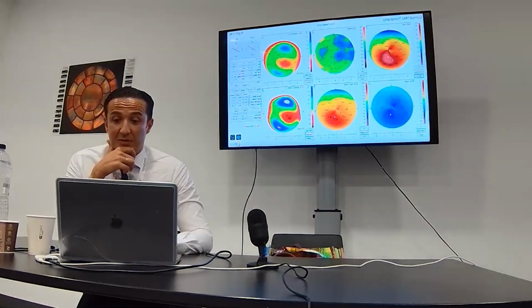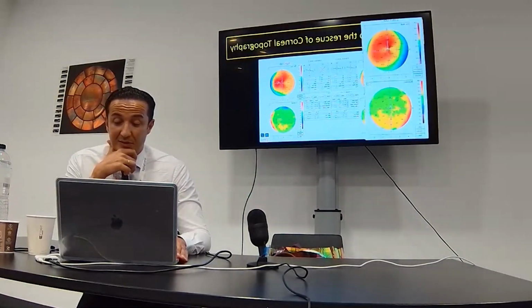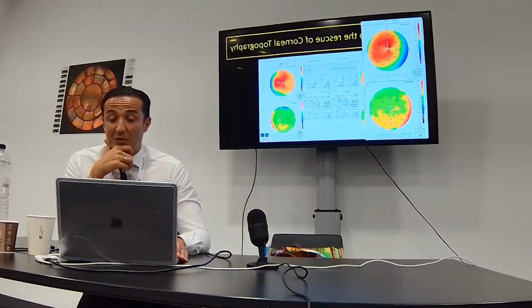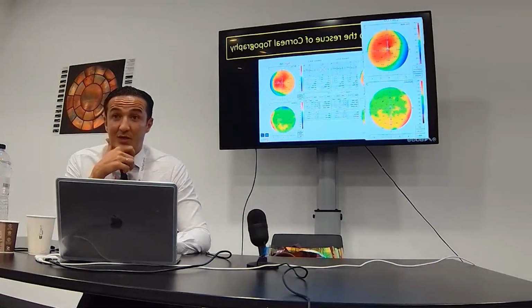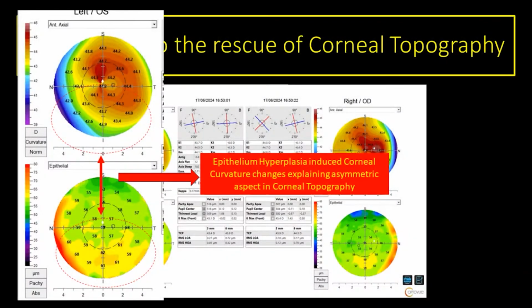In this case of keratoconus, you observe the seeding of epithelium above the cone. But it's also always useful to detect some curvature changes due to the ocular surface, and this is the case of hyperplasia. And look, in the same area, you have curvature changes inducing asymmetry of the corneal topography.